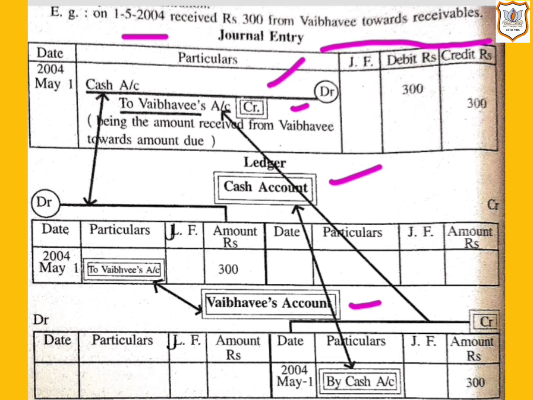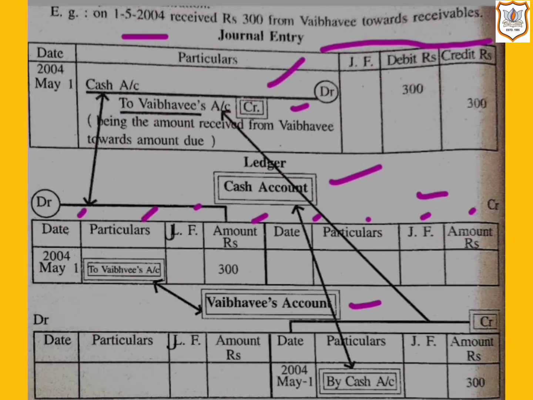As you can see here, on both the sides, that is on debit side, left hand side, there are 4 columns: date, particulars, JF, amount. Similarly, on credit side, that is on right hand side, there are again 4 columns: date, particulars, JF, amount. Similarly, Vaibhavi's account will be drawn. Now let us see how posting will be done.